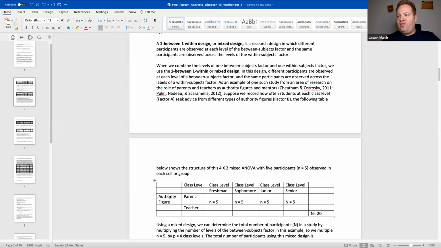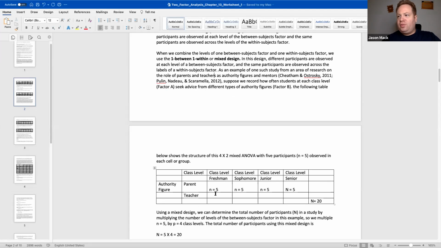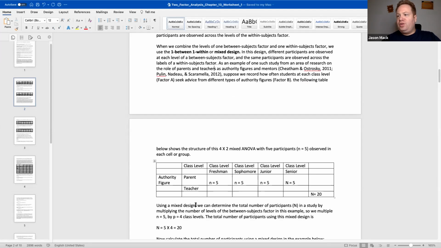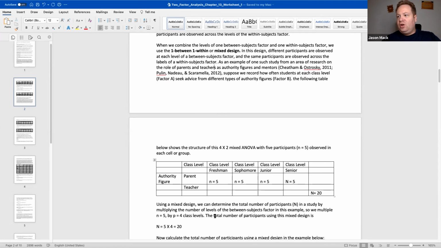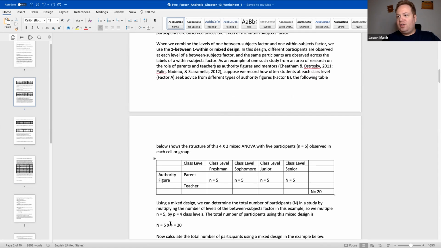So we have 5 people observed in each group, the parent and the teacher. Using a mixed design, we determine the total number of participants in a study by multiplying n by the number of levels of the between subjects factor in this example. So we multiply n equals 5 by 4 class levels. The total number of participants in this mixed design is 5 times 4, which is 20.